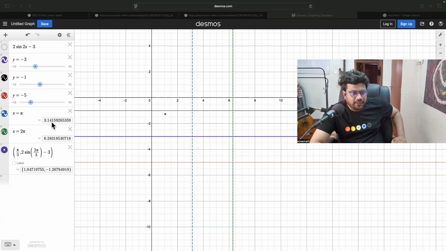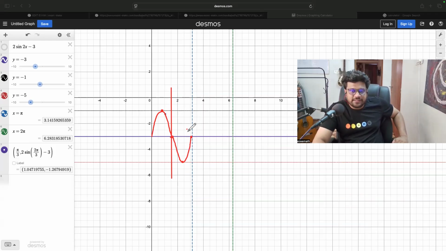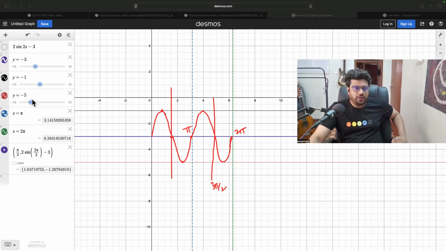I'll draw it again. Well, this time I want to be a little more fine with the sketch. There it is. And then the curve goes up, reaches the maximum point, goes down, reaches the minimum point, and then goes back up. And again, this is pi and this is 2 pi. Right in between them is 3 pi by 2. I'll do the same. I go up and down, and then down and up. That's what my curve is going to look like.